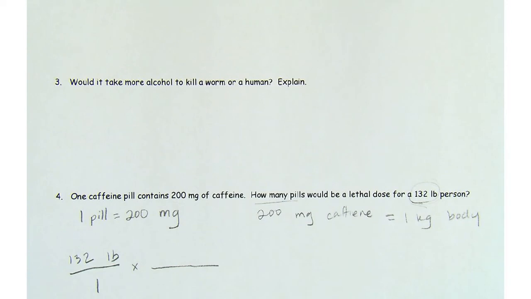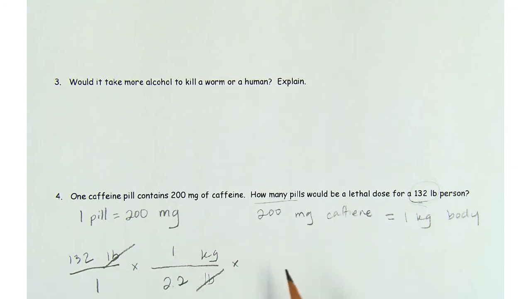I know that eventually I'm going to need to get to kilograms. Okay, so I need to cancel out the pounds and get to kilograms. And at this point, you probably have this one memorized, that 1 kilogram is the same as 2.2 pounds. Okay, allows me to cancel out my pounds. I'm now in kilograms.